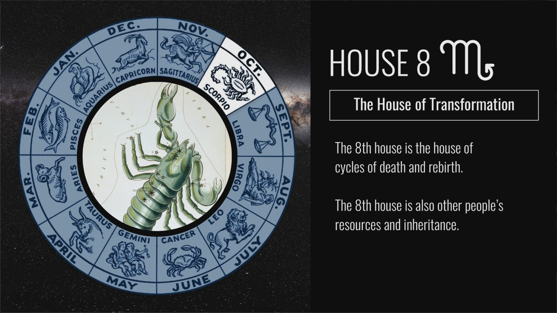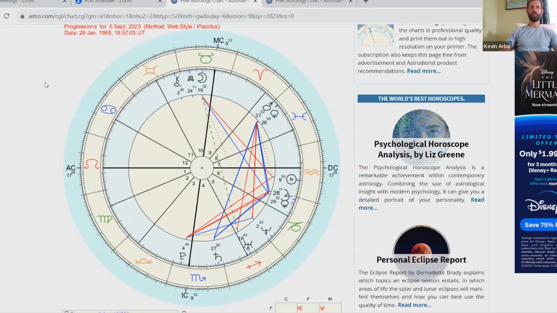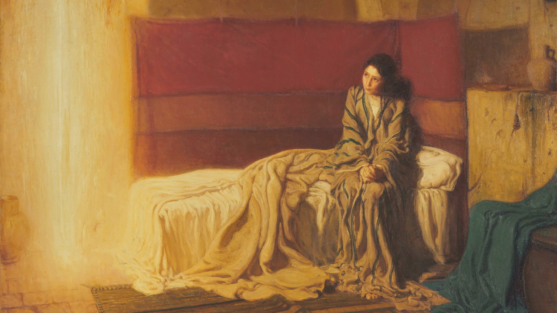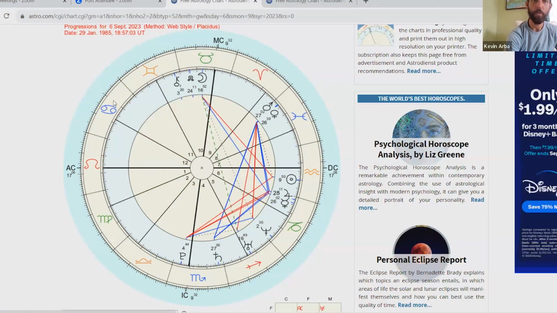I remember I had a deep healing experience. It was very transformational, and there were a lot of intense, challenging circumstances with people in my life and where I was living and things of that sort. So, in my progress chart, you have an exact aspect.